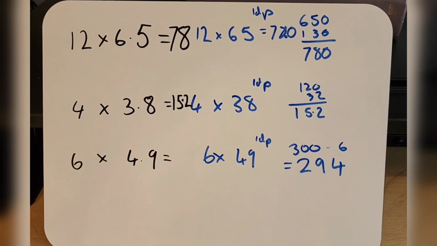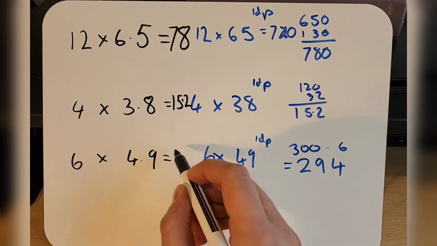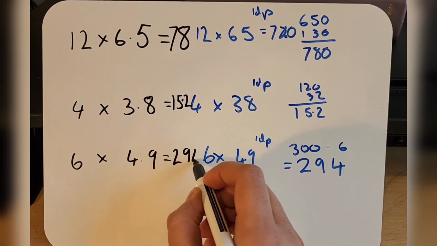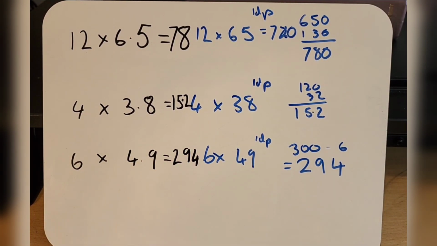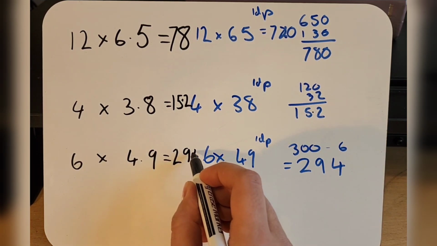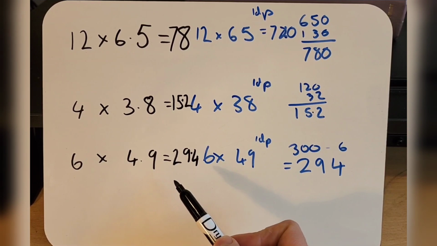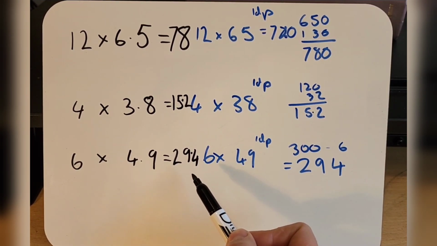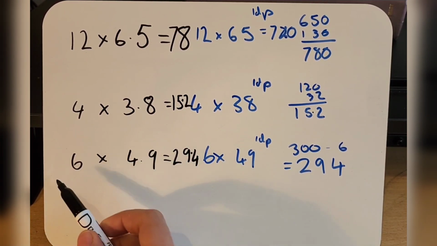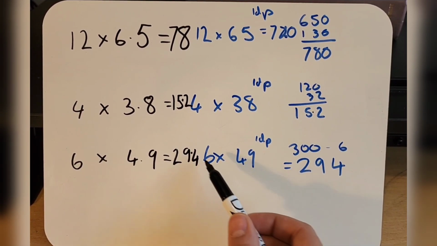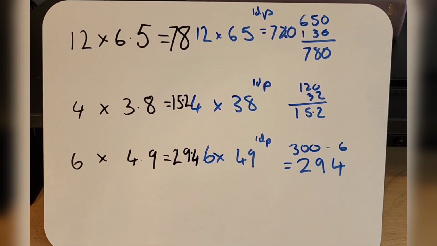294. Okay, so in writing that answer over here, 294, I know I need to give it one decimal place. So this is 1 here, put my decimal there. It reads 29.4. And again, 6 times 5 is 30. This is very, very close to 30, just underneath. So it's likely my answer is correct.